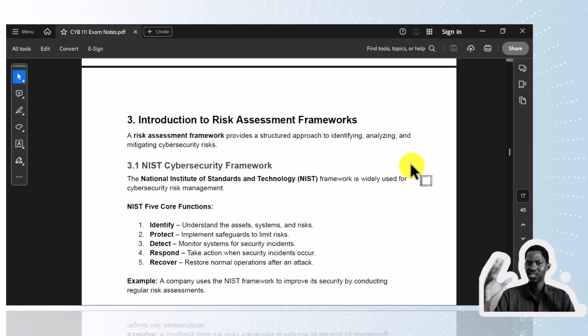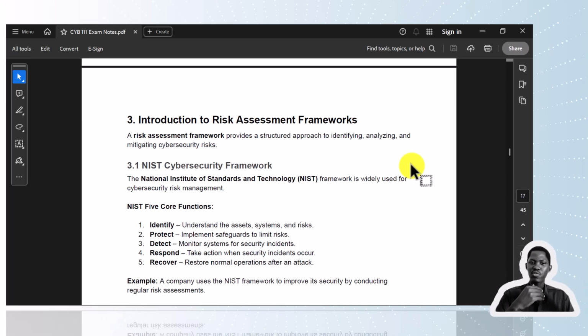So now, identify: understand the assets, systems, and risks. So when you get into the company, you have to first of all look around and try to understand what their assets are. It's not everything that is an asset. You understand? There are some things that are not assets. You get. So they can be there. If the attacker attacks, it's no problem. There's nothing for them to lose from that particular, what is it called? Asset. So now you understand the assets, you get the systems that they are running and the risks.